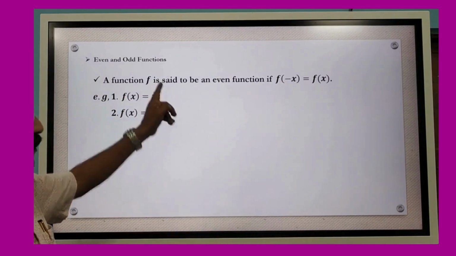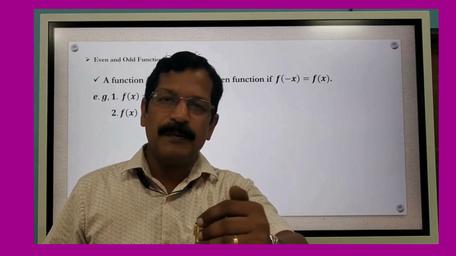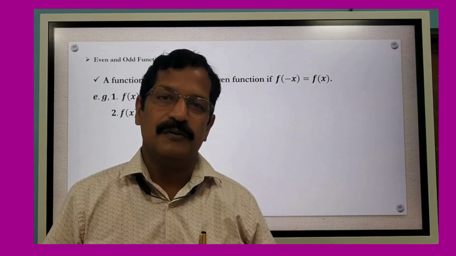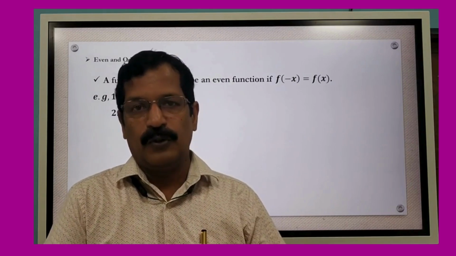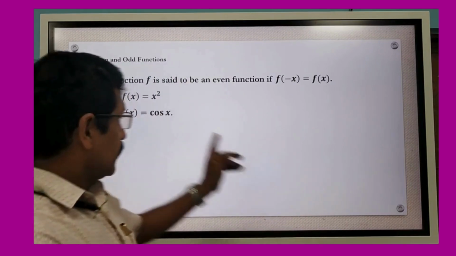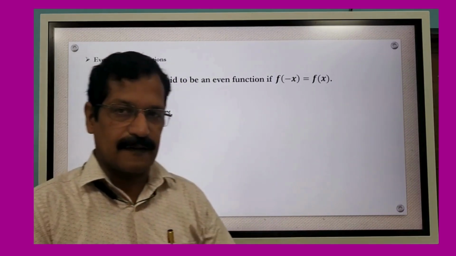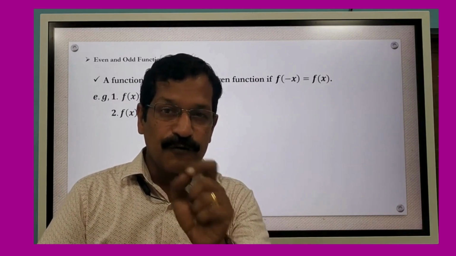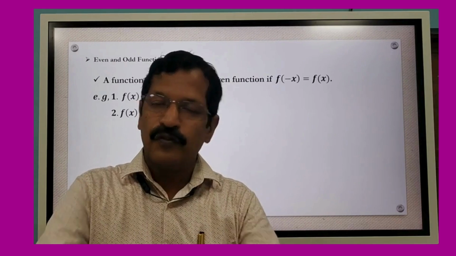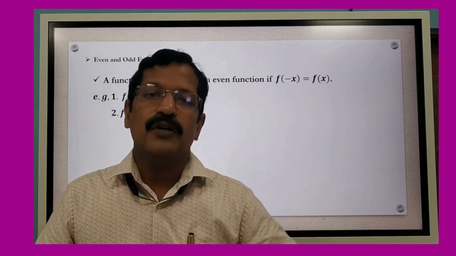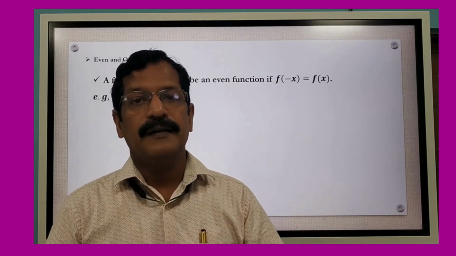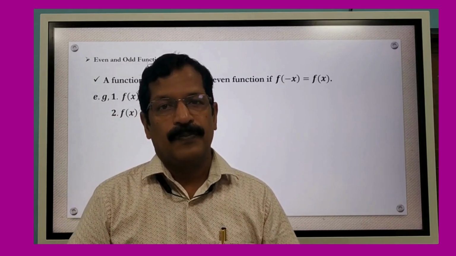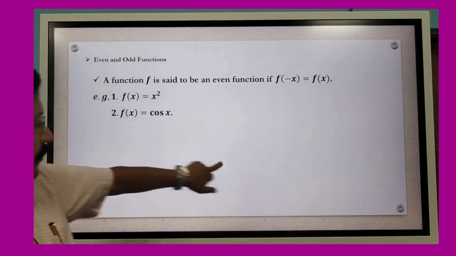Example, f of x is equal to x square. If you replace x by minus x, there is no harm. F of x will be x square only. F of minus x will be x square only. And another function is f of x is equal to cos x. Cos of minus x is cos x only. So f of x is equal to x square or f of x is equal to cos x, all are even functions. Now what will be odd function?